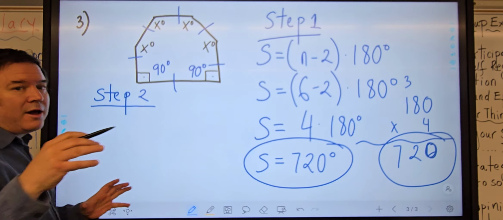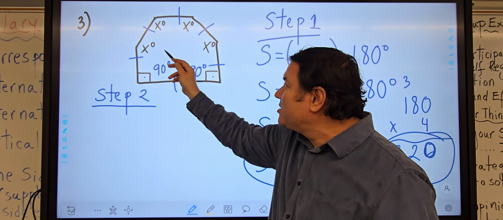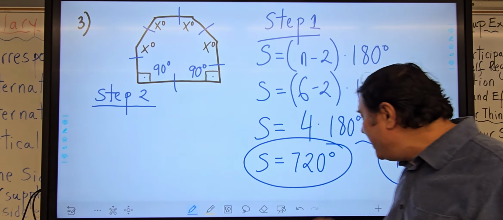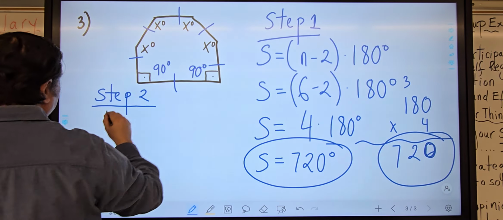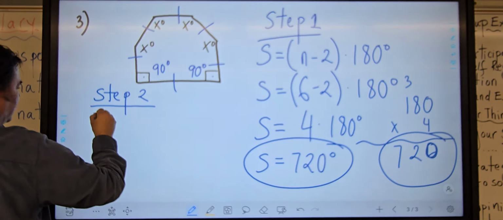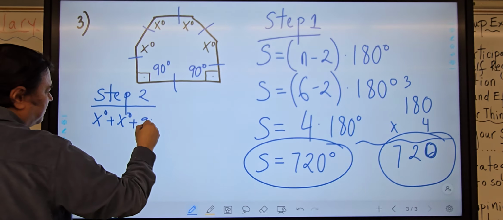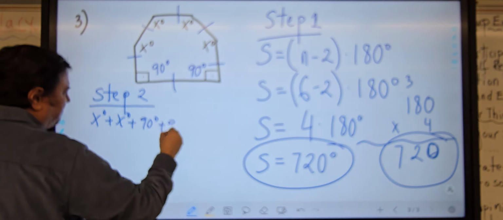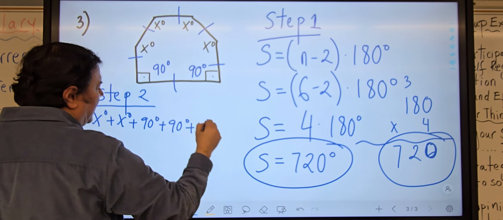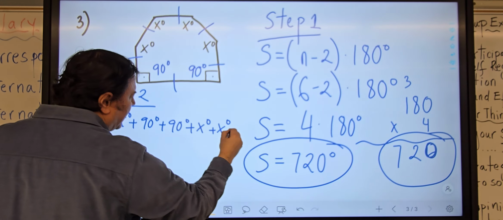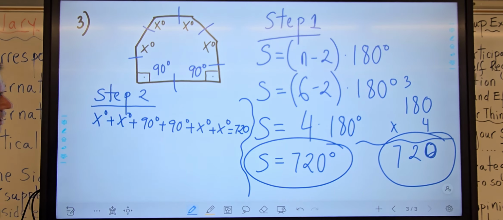would be for us to create an equation, add all these individual angles, and equal 720 degrees, and solve for x. Let's start with this one here. So we have x degrees plus another x degrees plus 90 degrees plus another 90 degrees plus another x degrees plus another x degrees, right? Equals 720. Let's do a little line here.